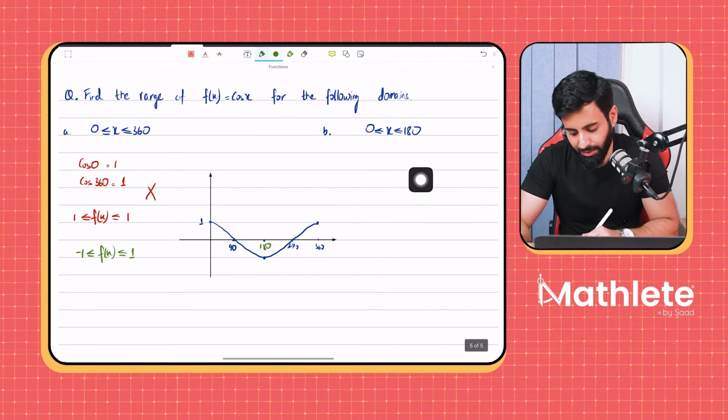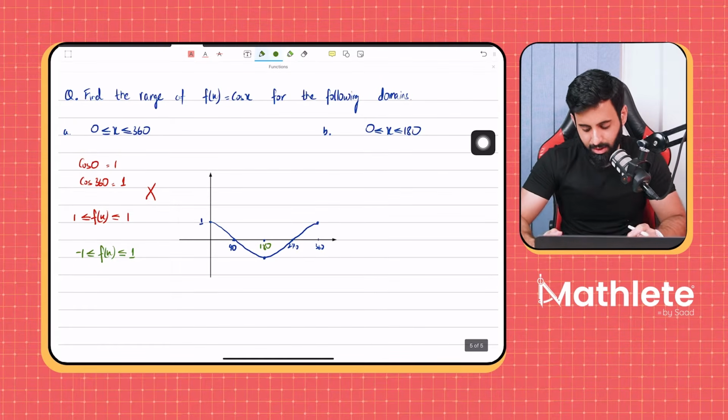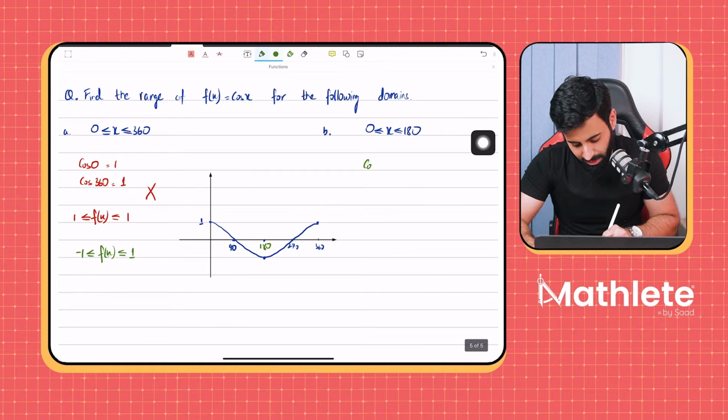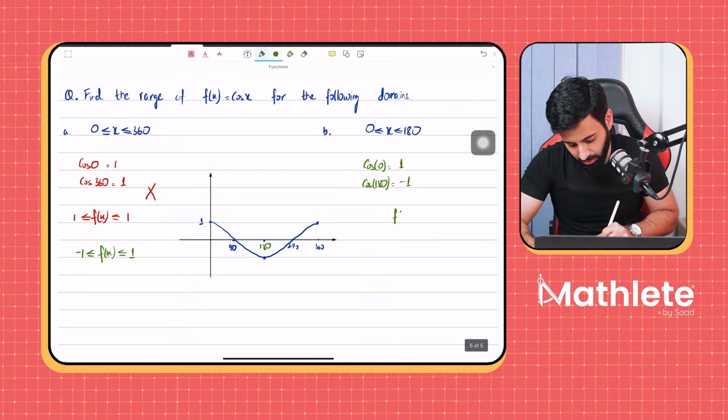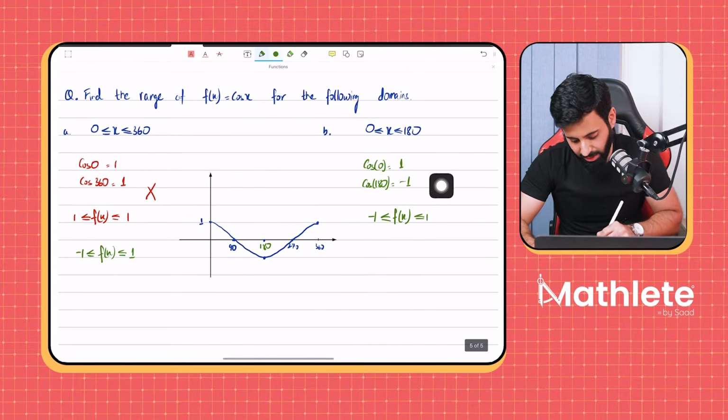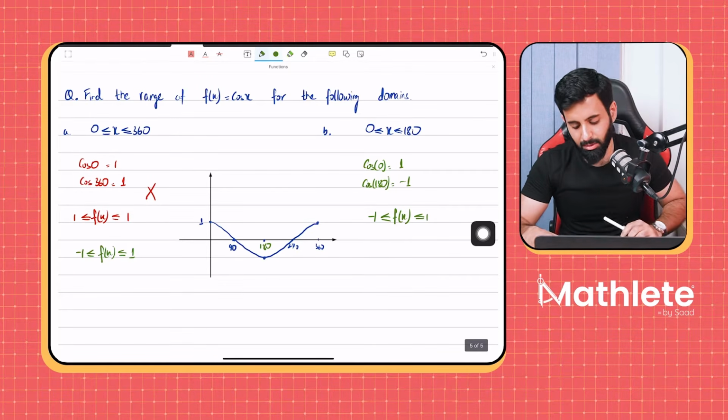Okay? But then something interesting happens. Here's what happens. If I apply the same concept over here, I get away with it. That means if I find out cos 0, I get 1. And if I find out cos 180, I get minus 1. Which means that if I write my answer like this, from minus 1 to 1, obviously I'm going to write down the minimum value first and then the maximum value after.